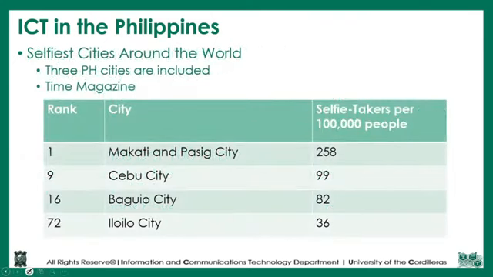Now, just a bit of trivia. There was an article or a sort of study done by Time Magazine a few years back on some of the most selfiest cities around the world. And what they found was that out of around 100 or so cities, in the top 20, three of them were taken by cities in the Philippines. Actually, the number one spot was taken by none other than Makati and Pasig City, with a total of 258 selfie takers per 100,000 people, followed by Cebu City at number 9, Baguio City at number 16, and Iloilo City at number 36.